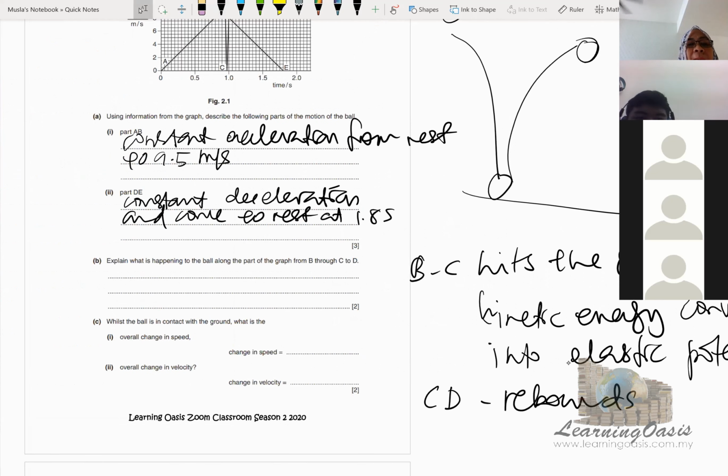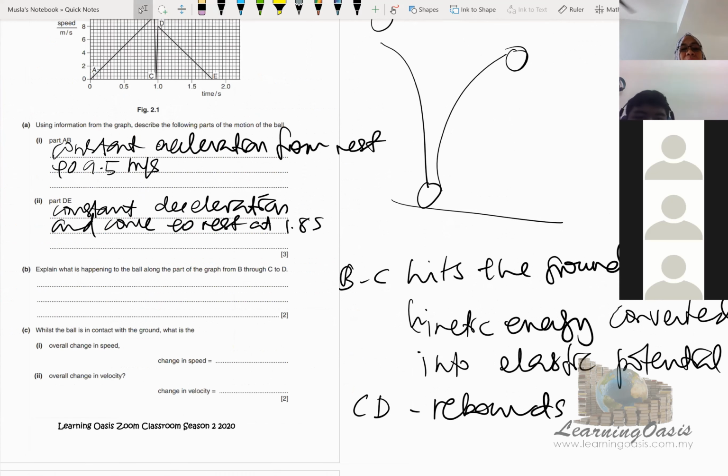So you have to remember B to C, it hits the ground. Because the question asks you what is happening to the ball. It hits the ground. So now the next question you should ask yourself, as it hit the ground, what happened? Just now it's moving, so it's kinetic energy. And this is a plastic ball, so plastic ball is elastic. So as it hit the ground, the kinetic energy is changed into elastic potential energy. And then at C to D, it rebounds back. It rebounds upward.